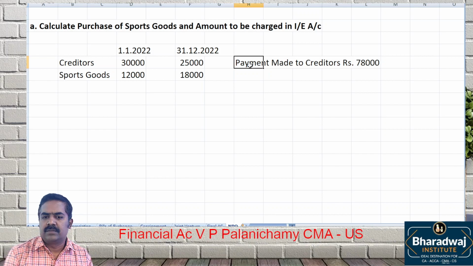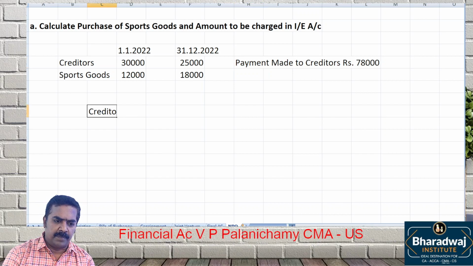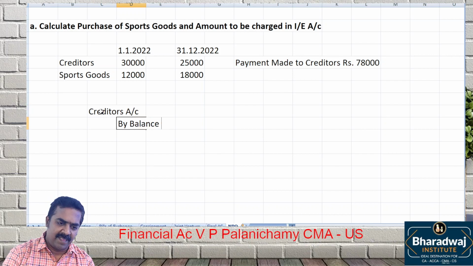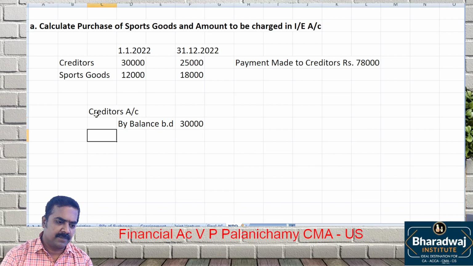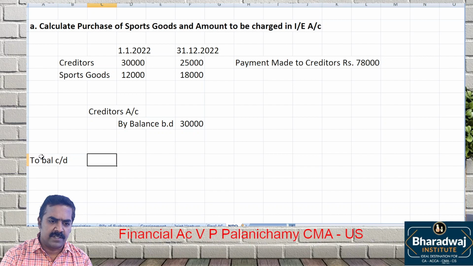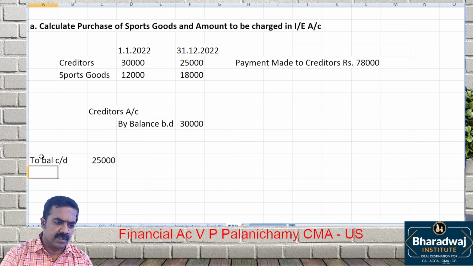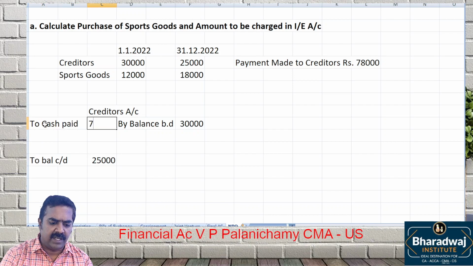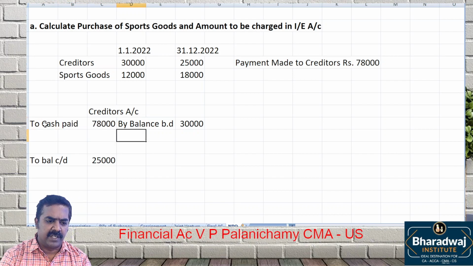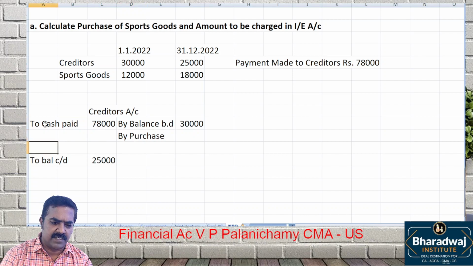Payment made to creditors how much? 78,000. You can prepare a creditors account. Creditors account will have which balance? Credit balance. Opening balance 30,000. Closing balance. To balance credit how much is there? 25,000. How much cash have we paid? 78,000 given in the question. If you tally this, you will get purchases as a balancing figure.